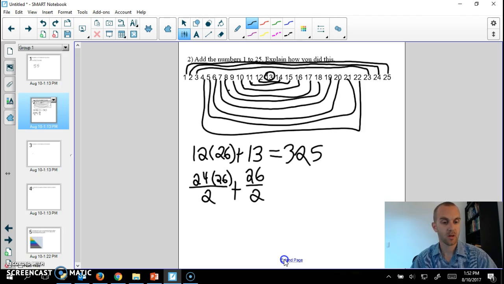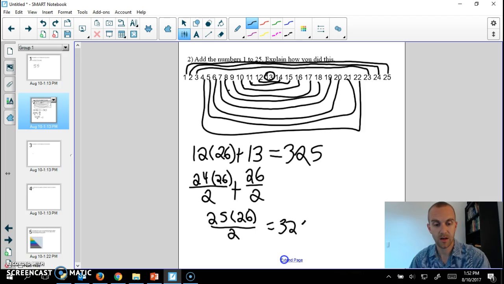Now if we think then, okay, let's add these together, this would be the same as 25 times 26, because it's the distributive property. And if I do 25 times 26 divided by 2, I'll get 325. And if I notice, well, how does that relate? Well, that is the last term and the term that follows. And that gives me 325.